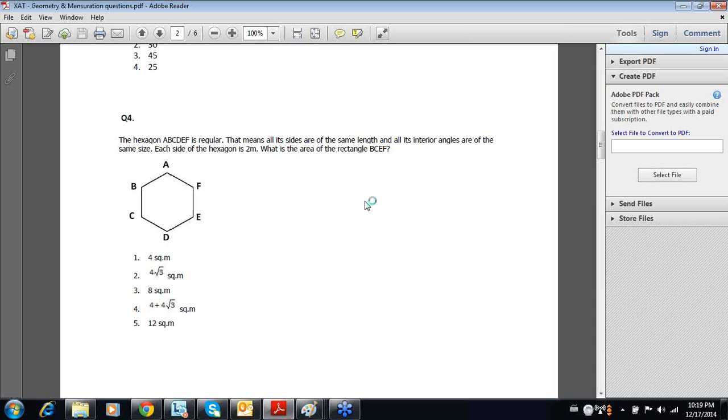Let me go to question number 4 now. In a hexagon ABCDEF, it is regular. That means all the sides are of the same length and the interior angles are of the same size. Each side of the hexagon is 2 meters. What is the area of rectangle BCEF?